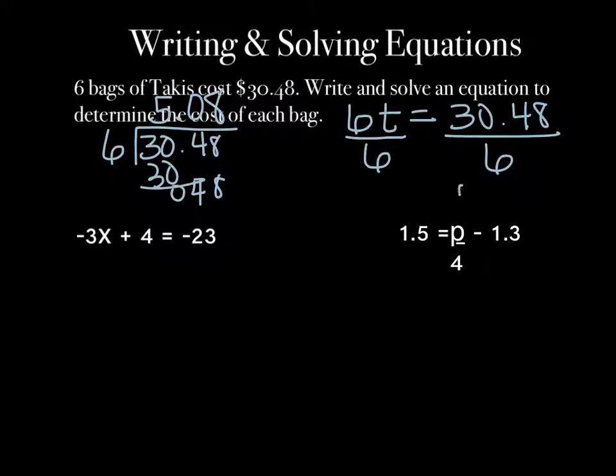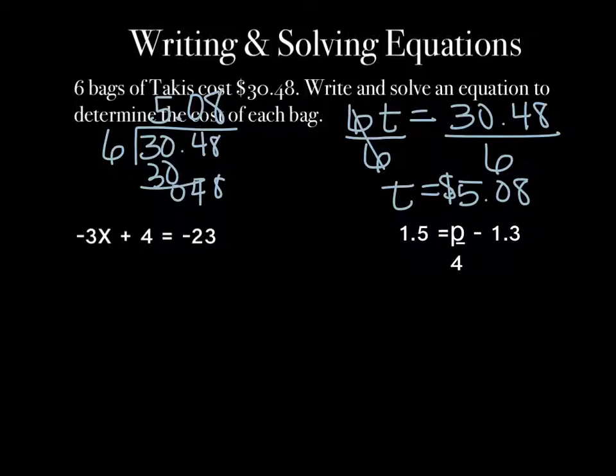5.08 over here, and the 6 would have canceled, so you have t is equal to 5.08, and we're talking about money, so you can put that money sign on there. So that means that each bag of Takis cost $5.08.